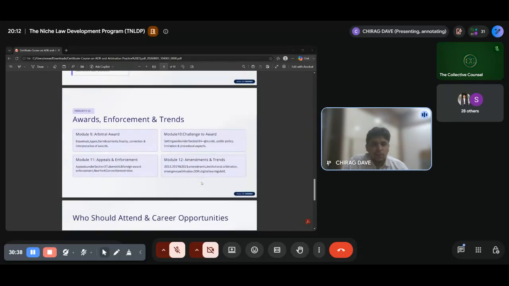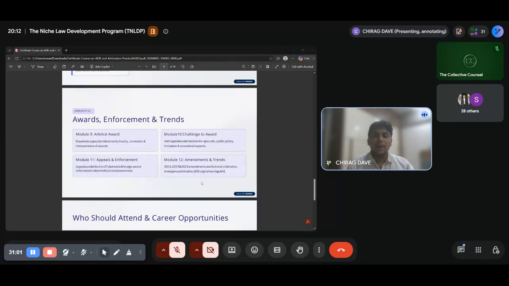The next module talks about the enforcement, awards, and the trends basically. So now enforcement of award. So if we read section 34 or section 33 for that matter, section 33 talks about correction in the award. Section 34 talks about challenging the award. So in all, basically, an arbitral award will be considered like a decree only.